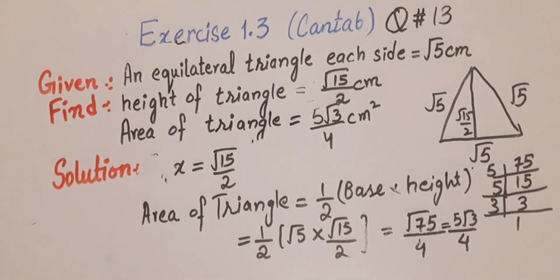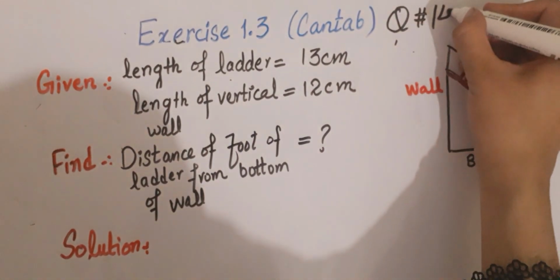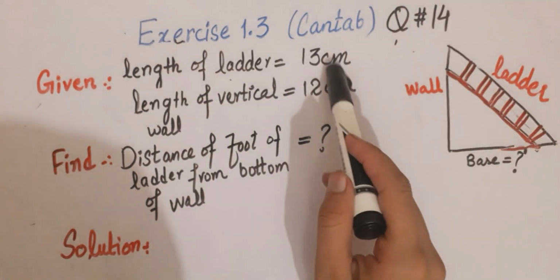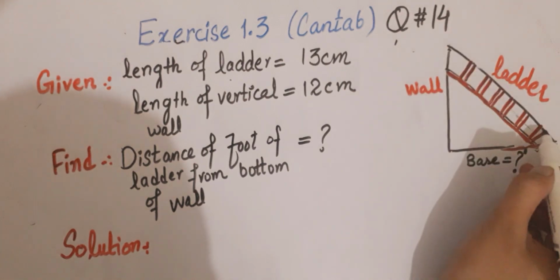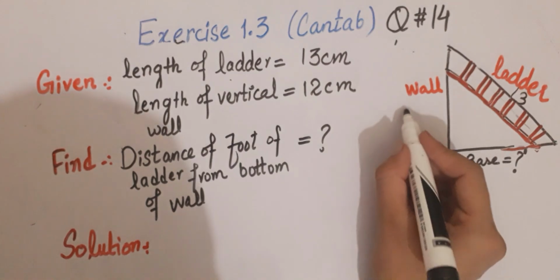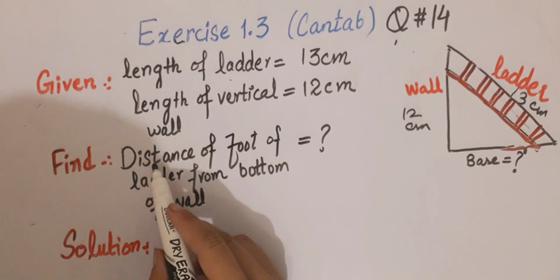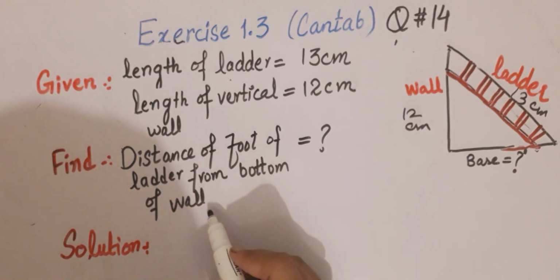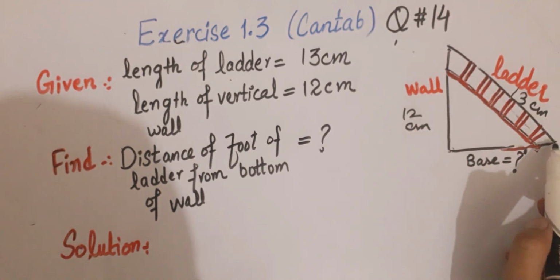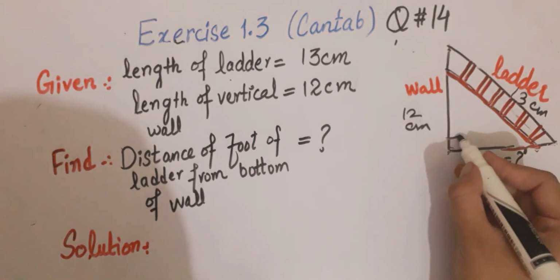Now we will do the last question of this exercise. Now in question number 14 we have length of ladder which is equal to 13 centimeter. So this length is equal to 13 and the length of vertical wall which is equal to 12 centimeter. We have to find the distance of foot of ladder from the bottom of wall. We have to find this distance from the foot of ladder to the bottom of the wall. So this is the base of a right angle triangle.